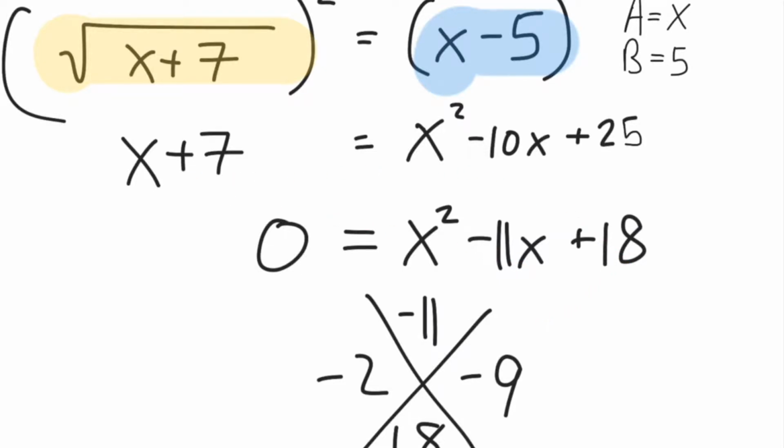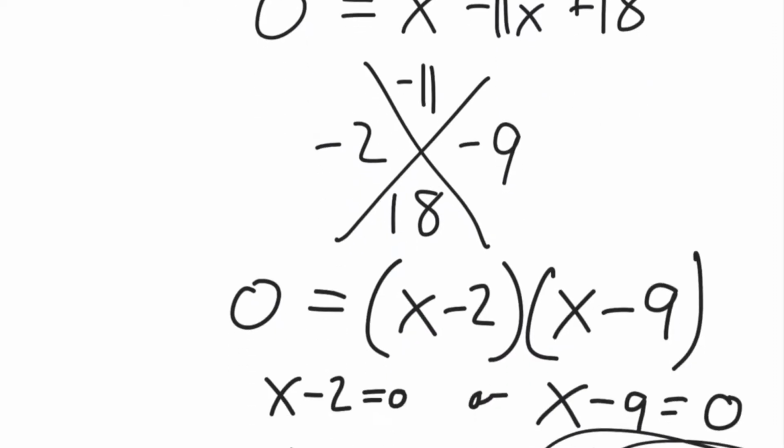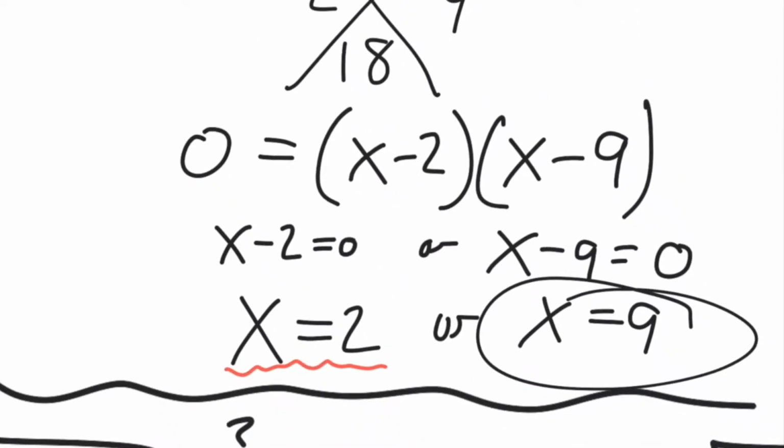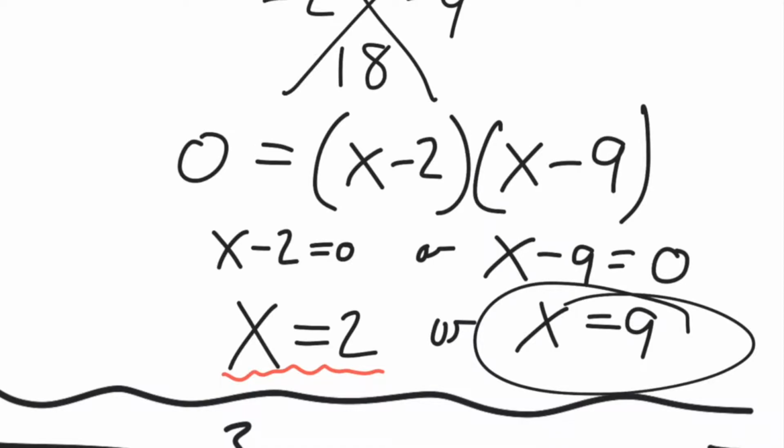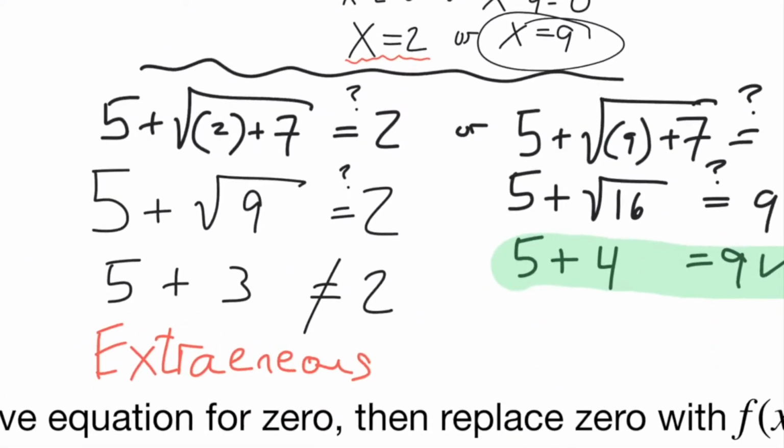When you factor, that's what you get, because remember, the 2 numbers that multiply up to 18 and add up to negative 11 are negative 2 and negative 9. So this becomes x minus 2 times x minus 9. Splitting it up, you get x minus 2 equals 0, or x minus 9 equals 0. So therefore, x could equal 2 or x could equal 9. Or so I think, because what I've got to do is check my answers.